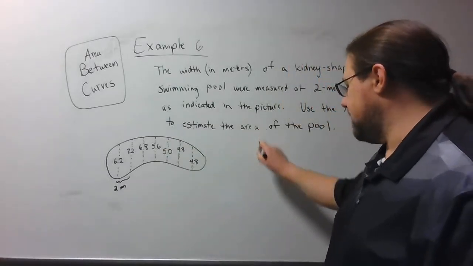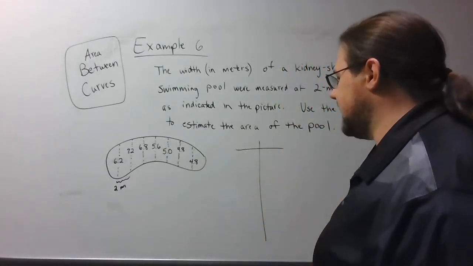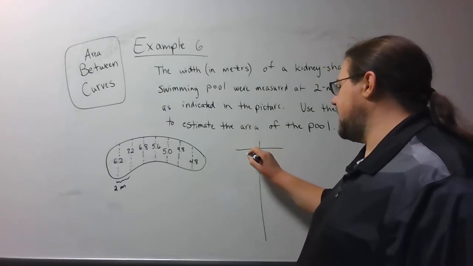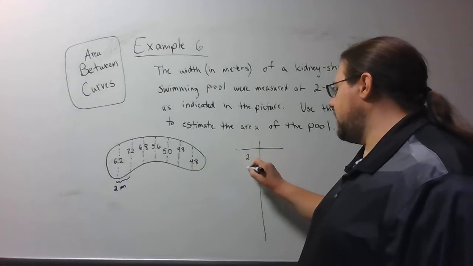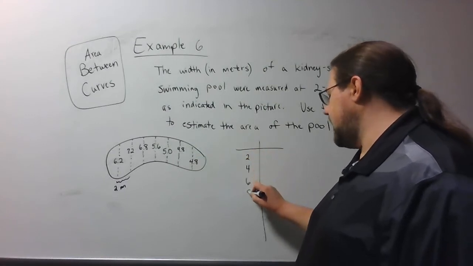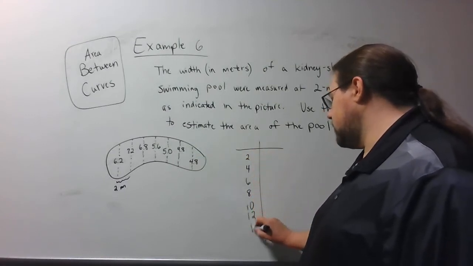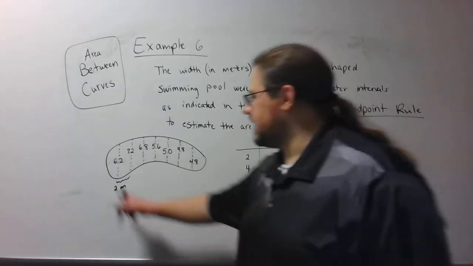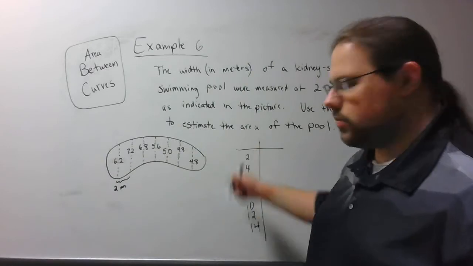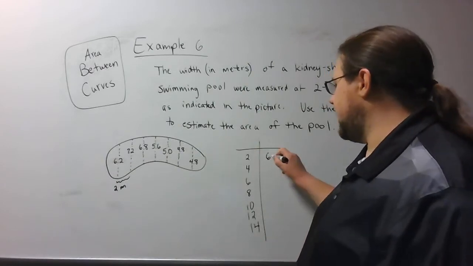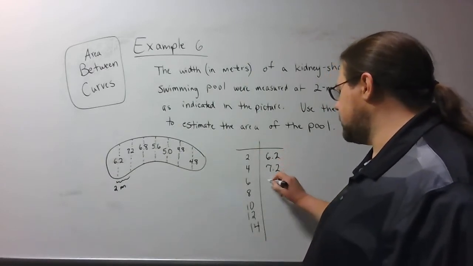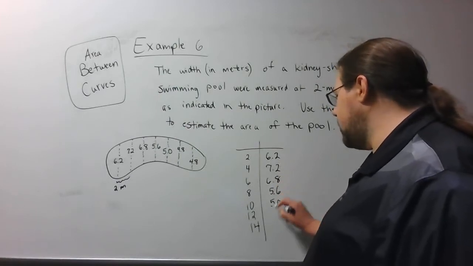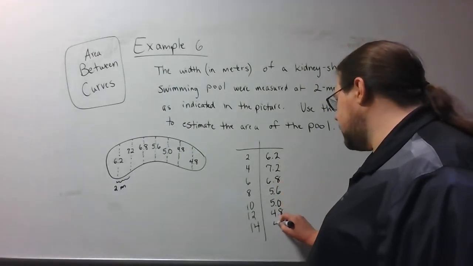I'm gonna go ahead and just make myself a little table just to make my life a little easier. So for instance, this first one is gonna be actually at the 2 meter mark. Then it's gonna go to 4 meters, 6 meters, 8 meters, 10, 12, 14. You guys see how we're going. These are the different meter marks. Notice there's not actually a width at 0. There's not a 1 at the end either. So the first one is going to be at 6.2. Then it's going to be at 7.2, 6.8, 5.6, 5.0, 4.8, and 4.8.